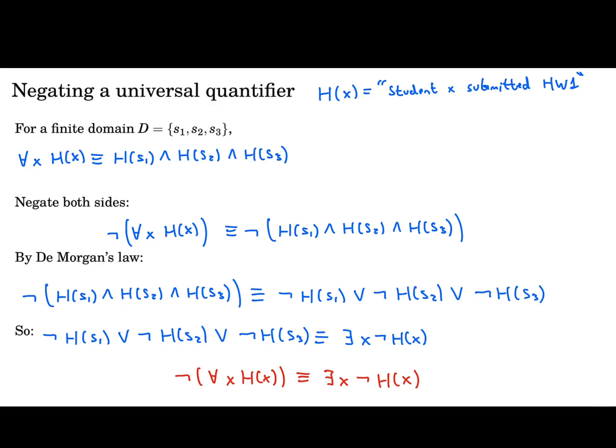And this will also be true, and it follows the same idea when we negate an existential quantifier. If instead of a for all this was a there exists, then the negation would still go in and the exists would become a for all. So this is how we negate a universal quantifier.